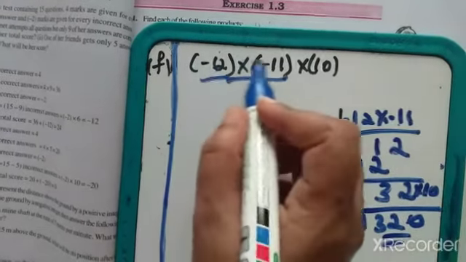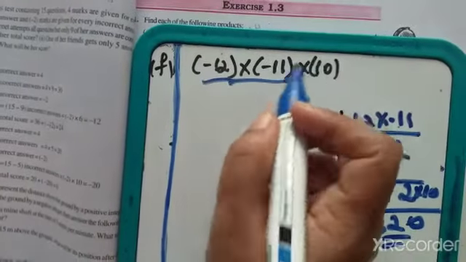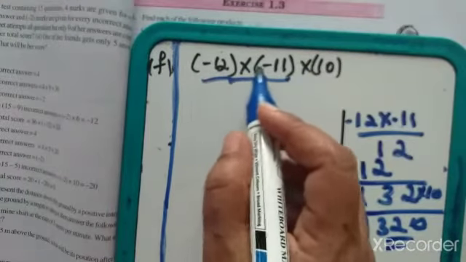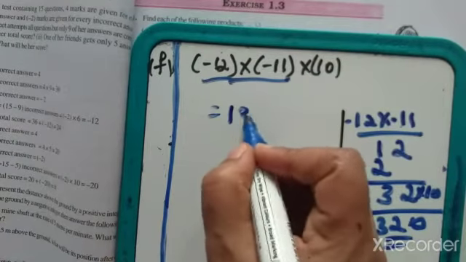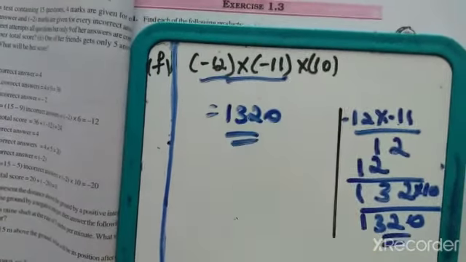So here minus into minus is plus, plus into plus is plus only. 12 into 11 answer is 132. 132 into 10 is 1320, that is the answer.